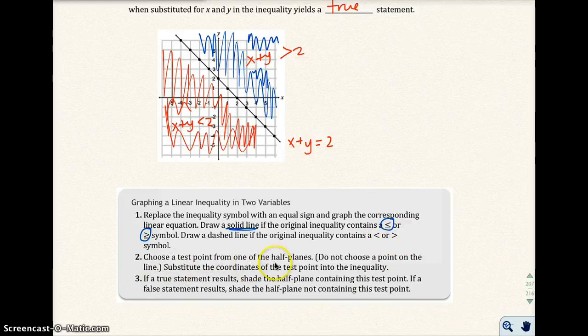Then we choose a test point from one of the half planes. Do not choose a point on the line. Substitute the test point into the inequality. If it's a true statement, we shade the half plane that contains this test point. If it's a false statement, we shade the other half plane, not containing this test point.